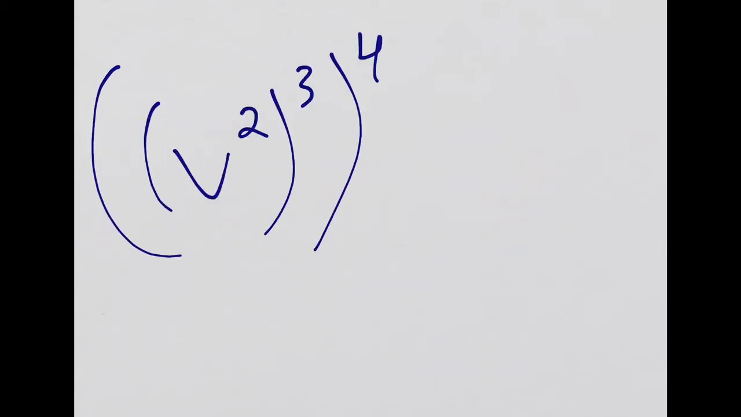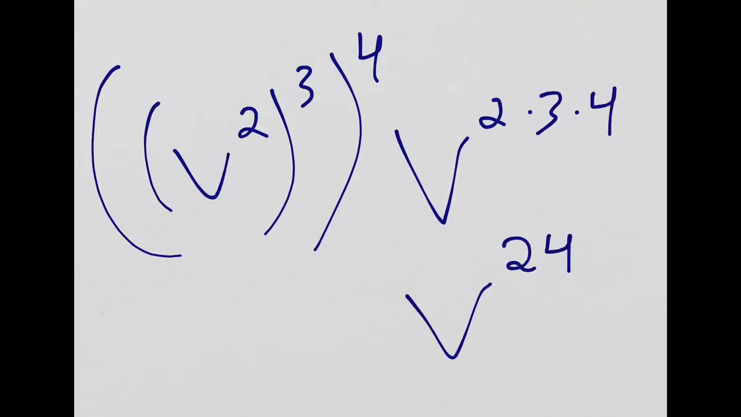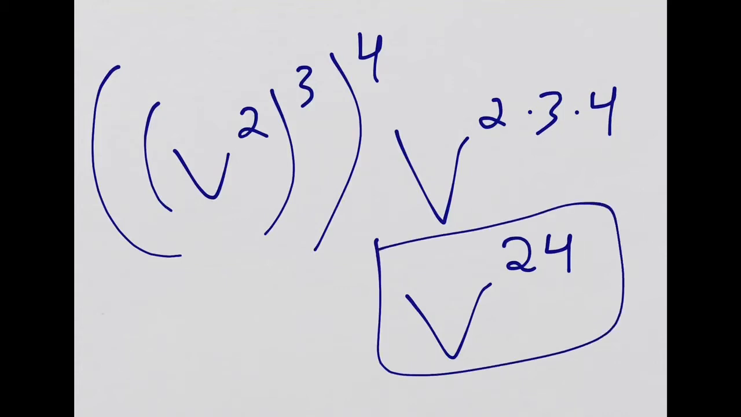This rule can be chained. So for example, if we have v squared, which is then cubed and then raised to the fourth power, we would multiply all of these numbers. So it becomes v to the 2 times 3 times 4. 2 times 3 is 6, times 4 is 24. That's called power to a power. You do that when there's parentheses.